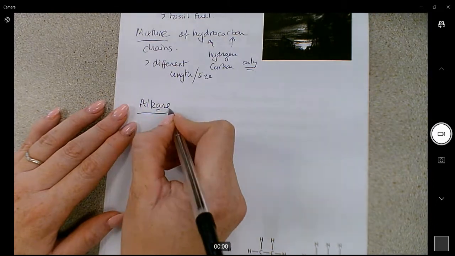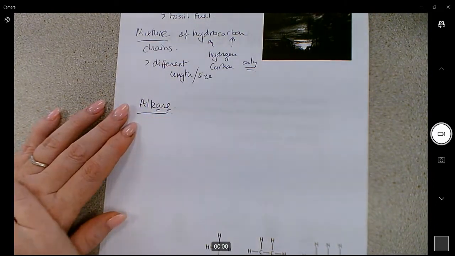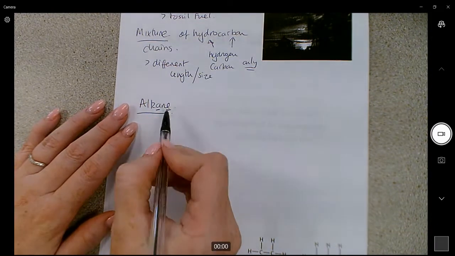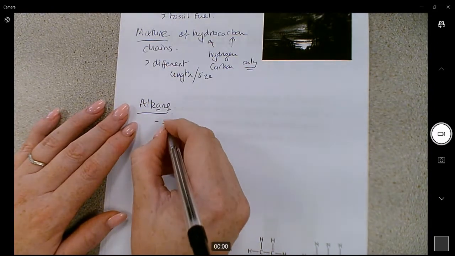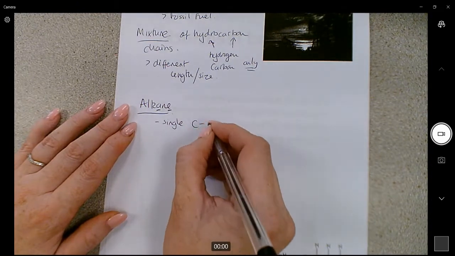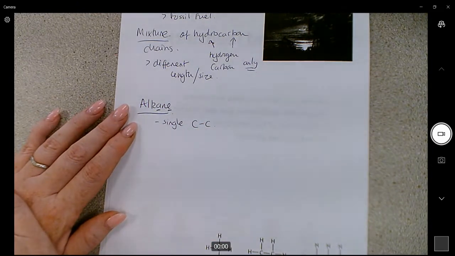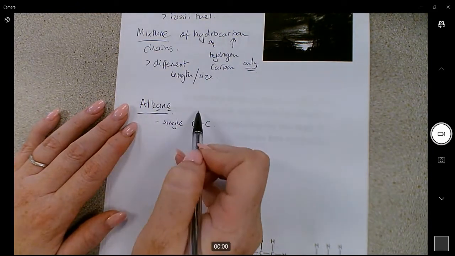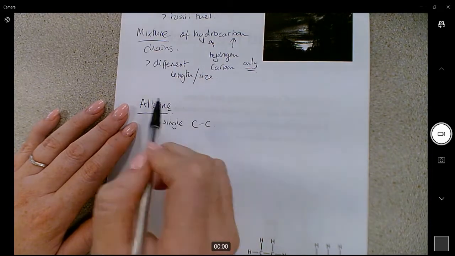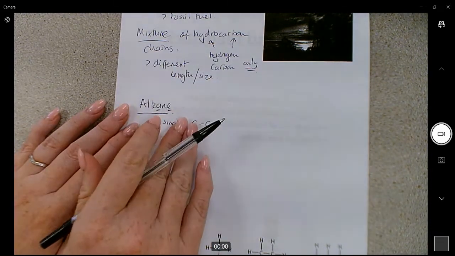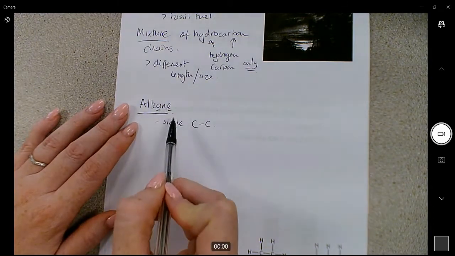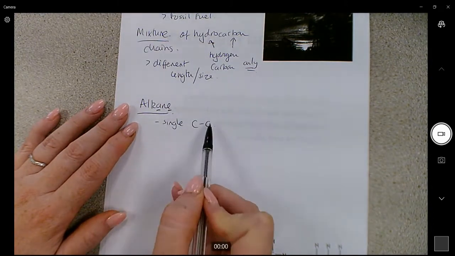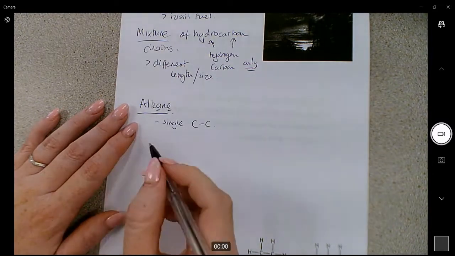Can you see how it's got one E? Now this is going to sound really stupid, but the fact that it's got one E tells us that actually it has a single carbon to carbon bond. When we come to look at alkenes, they've got two E's and they've got double bonds. So we'll talk a little bit more about that when it comes to alkenes. But alkanes have got one E, which means they've got a single carbon to carbon bond.